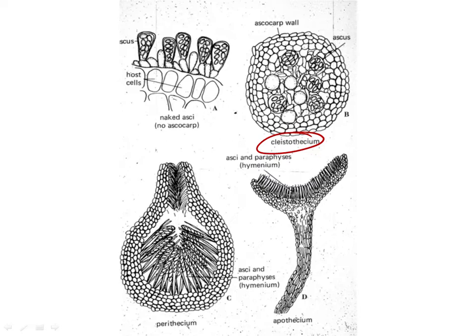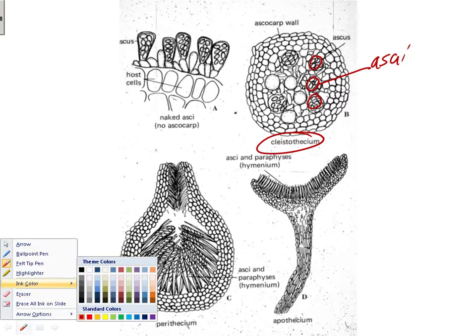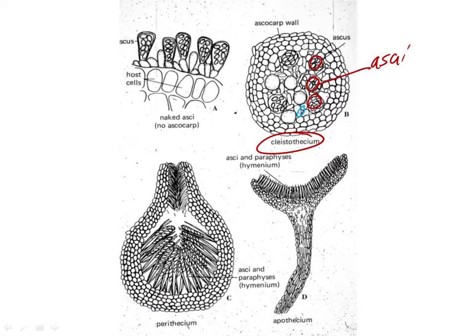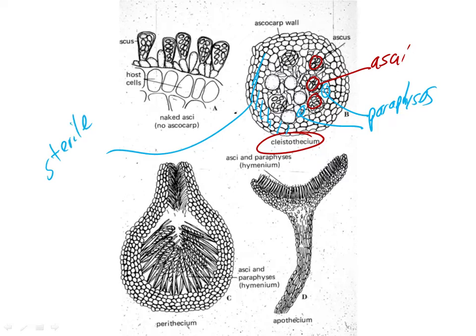Okay, a Cleistothecium. So a Cleistothecium is kind of like a Perithecium, except it's completely closed. There is no opening there. And the Asci can have different forms. So here are the Asci, the paraphyses are these other cells here, these sterile cells. And the sterile cells of the Ascocarp are here outside.